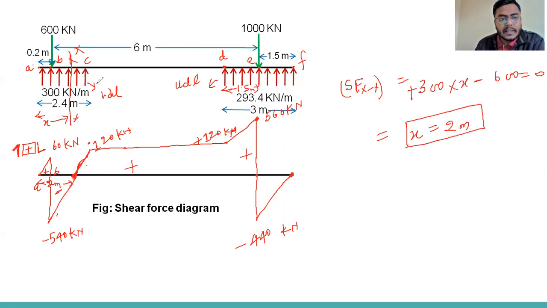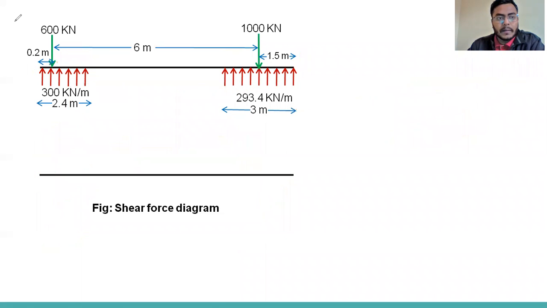So these points I can name A, B, C, D, E, F. This point is G. Okay, this point is G. So at 2 meter from the left, the shear force is 0. Now we can calculate the bending moment diagram.